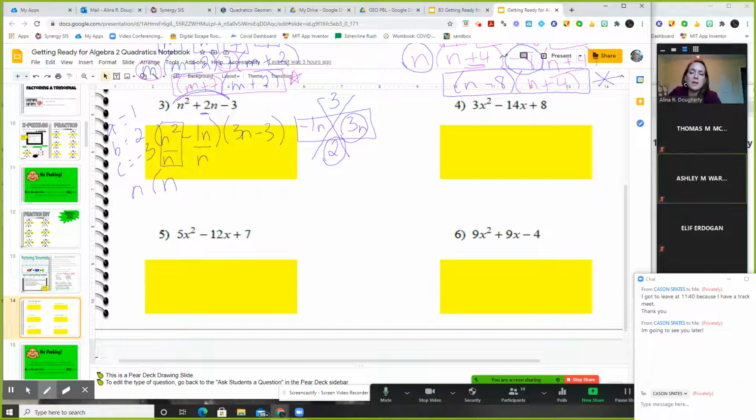2 minus 1 is 1. And then 1n divided by n. Those n's cancel out, and you're left with that invisible 1. If you don't put the 1n in there, you might think that just goes away. Don't make that mistake. And then 3n minus 3, what's the common factor there?